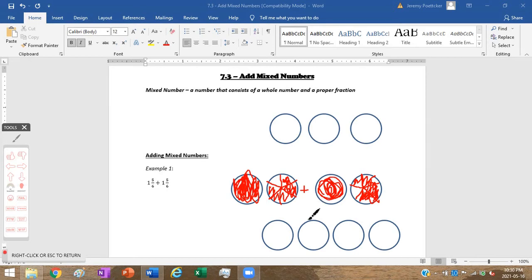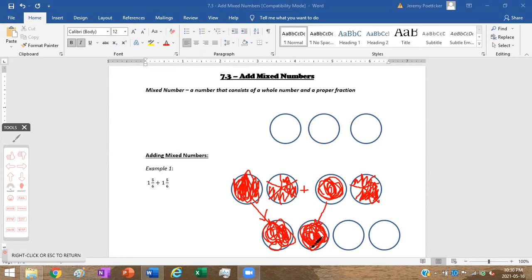Lovely. So let's draw out what we have when we add them up. We've definitely got two wholes, two complete ones. So one is going to go there. That's supposed to be an arrow. So one of them comes here, and another one comes here. Alright, so I've added my whole numbers together.